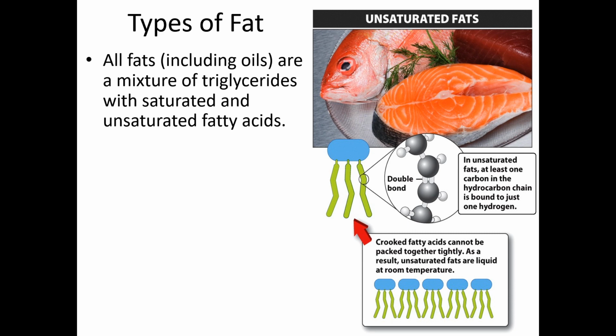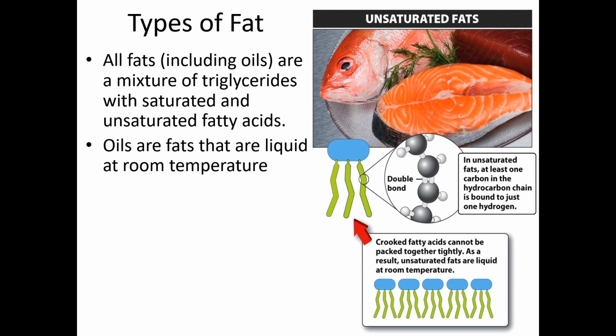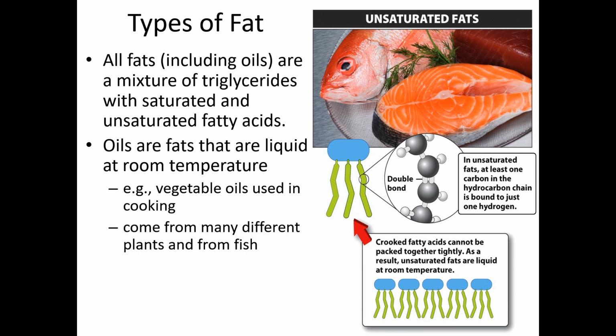So first of all, oil is fat. It's just liquid at room temperature. And so all fats are a mixture of triglycerides that have some saturated or straight fatty acid tails and some unsaturated. Oils, like I said, are fats that are liquid at room temperature, like the vegetable oils that many people use in cooking: olive oil, canola oil, peanut oil, corn oil, safflower oil, avocado oil, etc. But also you'll find some unsaturated fats in fish.